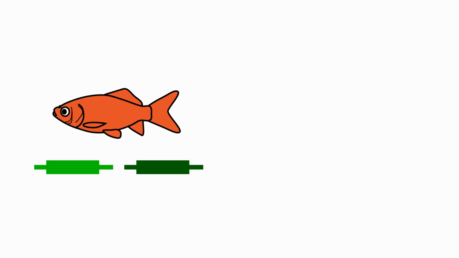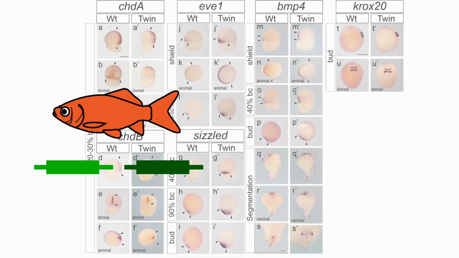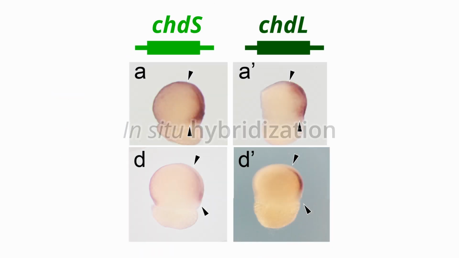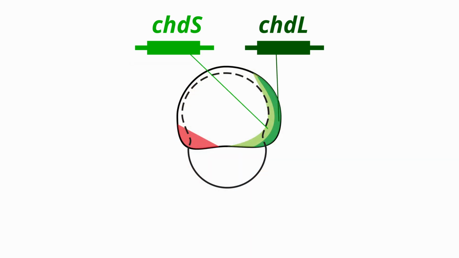These two coding genes originated from a common ancestor, but their expression patterns seem to have diverged. We used a method called in situ hybridization, which visualizes the location of gene expression. Interestingly, the mutant allele in twin-tail goldfish is associated with a coding gene that exhibits broader expression.